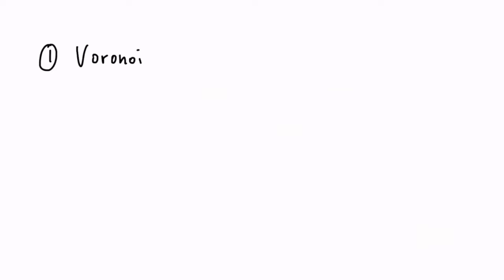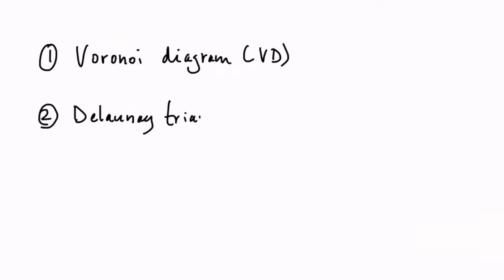In this lesson, we will discuss four topics. The first one is the Voronoi diagram. The second one is the Delaunay triangulation, which is the most popular type of triangulation when we're dealing with terrains. The third topic, we will look into the duality between the Voronoi diagram and the Delaunay triangulation.